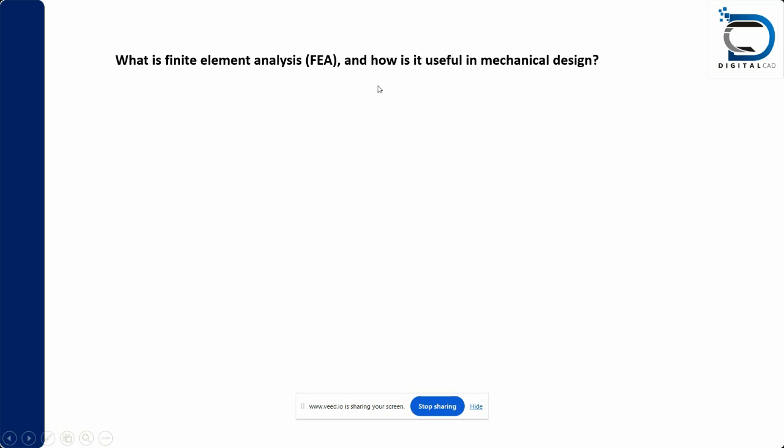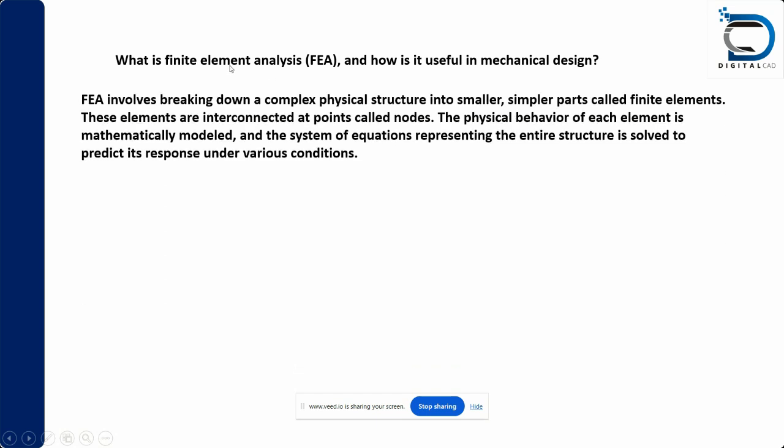So the answer here, we have to give in two parts. First, we have to explain what FEA is, and then we can go into the useful things of FEA in mechanical design. So first, to explain FEA: the long form is finite element analysis. FEA involves breaking down a complex physical structure into smaller, simpler parts called finite elements.